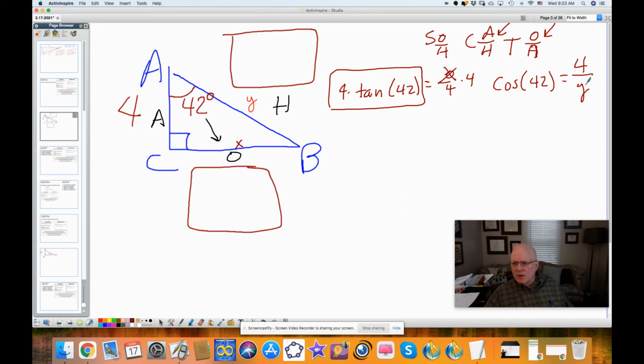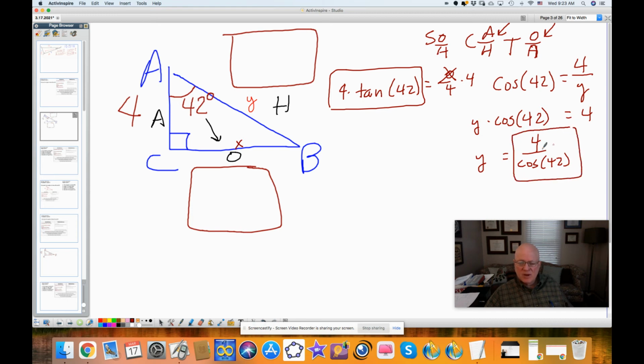Now, here, if I cross multiply, I get y times the cosine of 42. Notice how I put this in parentheses. I'm doing this as a good example for you. And I'll divide both sides by the cosine of 42. And I can plug this into my calculator to get the value of y. And it should be longer than 4 because it's a hypotenuse.